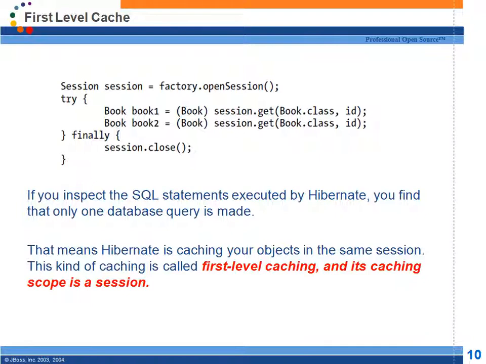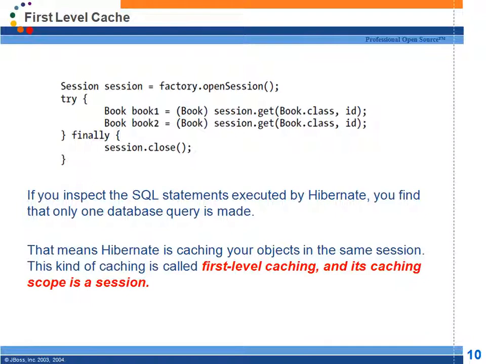See this code. I am calling session.get for a book with the same ID two times. Tell me how many queries will be fired? One, because by default first level cache is enabled. For the first time, session.get fetches the book and it is in persistent state.